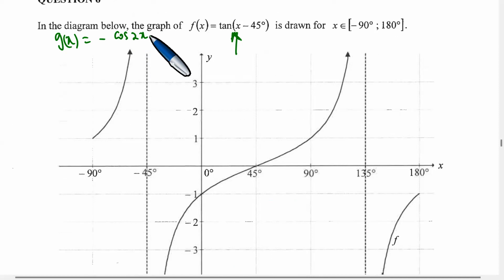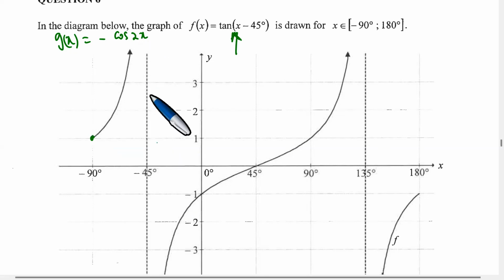So to do that one, we proceed as follows. You need to just substitute the values. When x is minus 90 degrees, what is cosine of 2 times minus 90, which is minus 180? The cosine of minus 180 is minus 1. But there is a minus there, making it a 1.